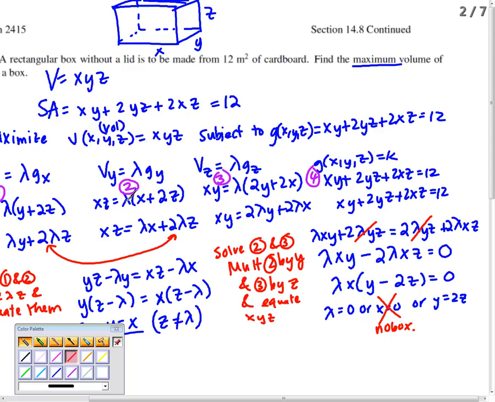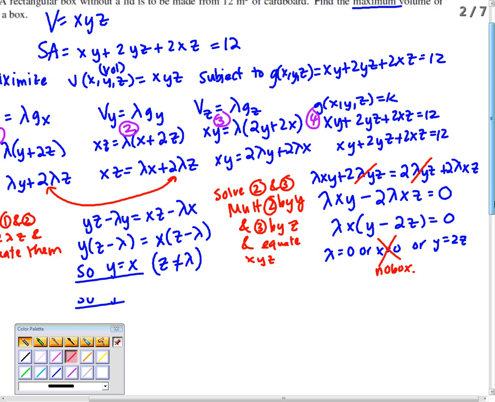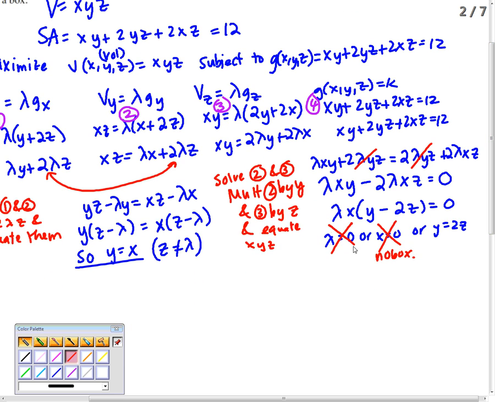Do y'all see that or not? So can I have lambda equal 0? No. No box. Okay, so it looks like I just have this guy and this guy. So I have y equals x, as long as z is not equal to lambda. And I have y equals 2z. And I really haven't used equation 4 yet. x equals 2z as well. Yep.